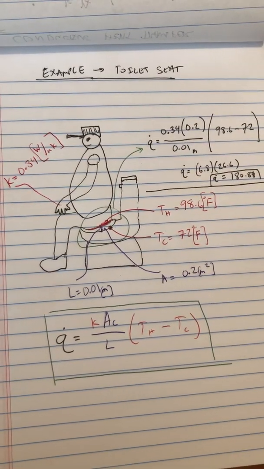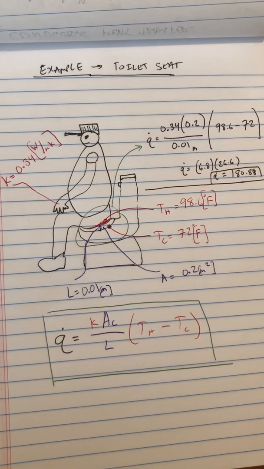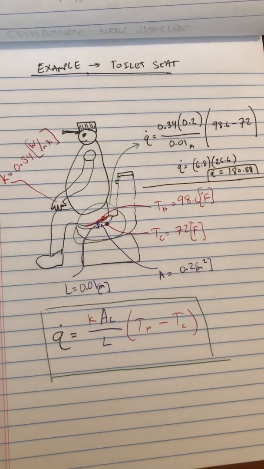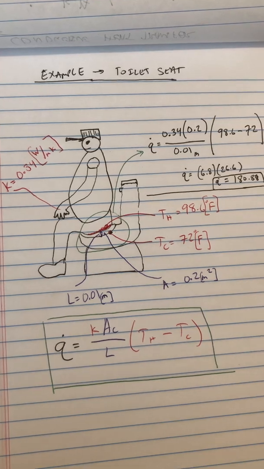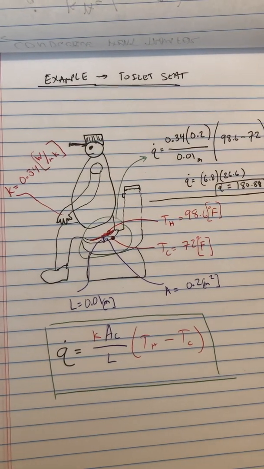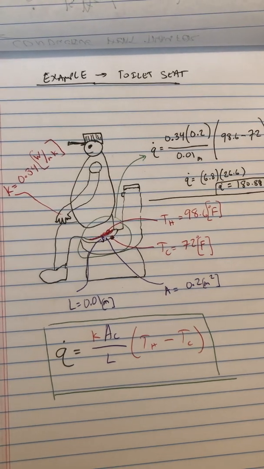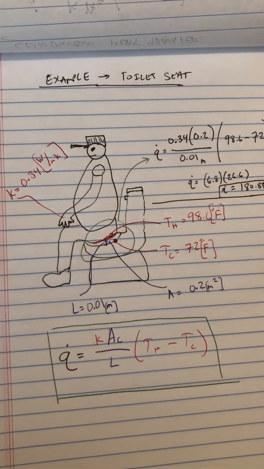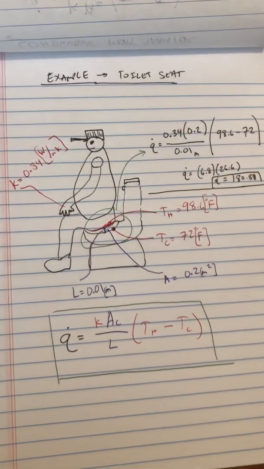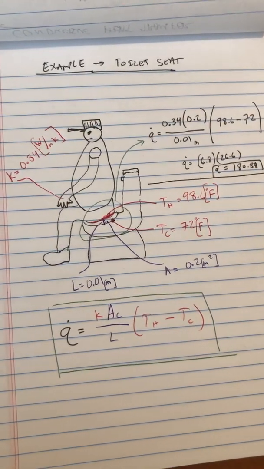So essentially it's really not about the person as much as it is about the seat. If you have a seat that's at a higher temperature to begin with, or a lower temperature, or it's a thinner seat, or it has a smaller area, these could all be factors that go into why you feel that warmth when you sit down.